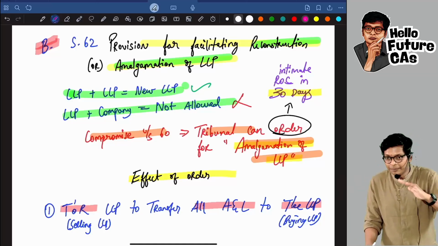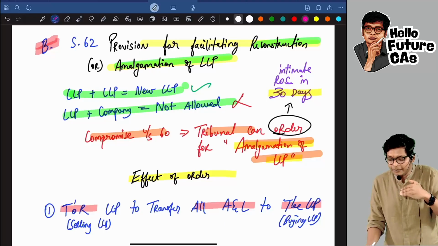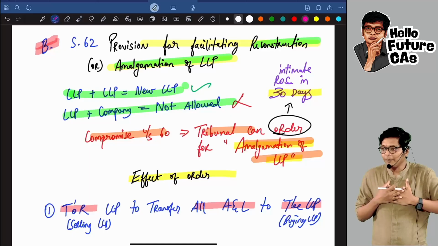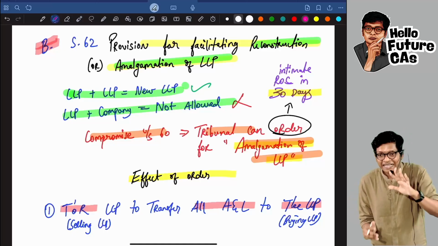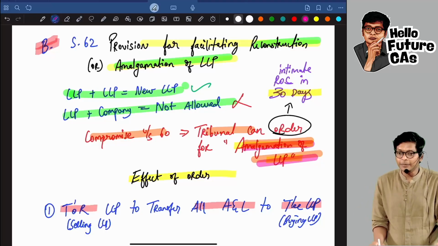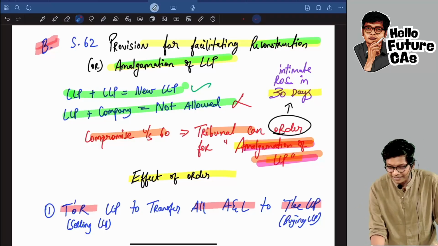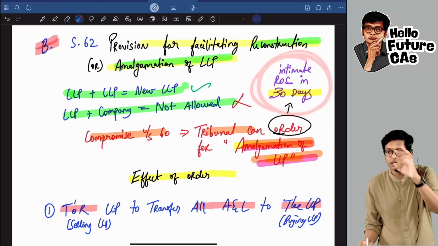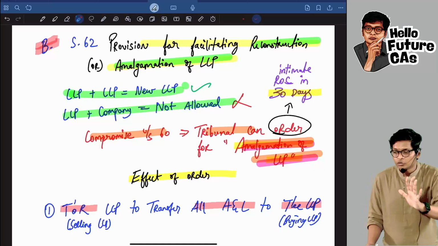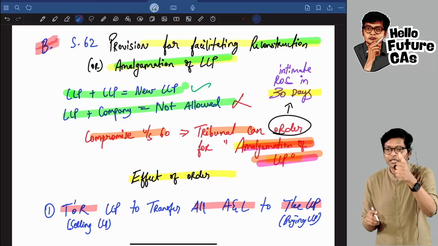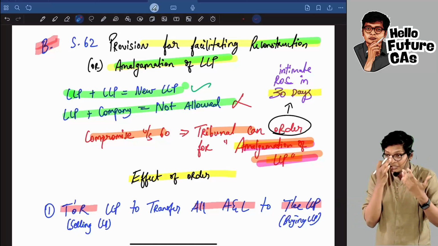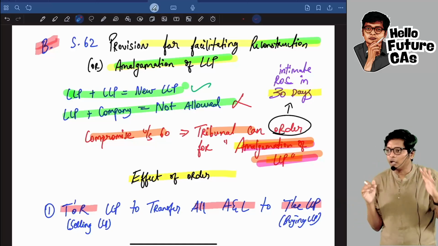So in the previous compromise, the tribunal can pass any order. One such order, I'm repeating, is for amalgamation of LLPs. If an amalgamation of LLP order is passed, then you have to intimate the ROC within 30 days. Intimate ROC within 30 days. Simple, sir. So far, what to remember? LLP plus LLP allowed. LLP with company not allowed. Either I can go for amalgamation myself or the tribunal will pass an order for amalgamation.